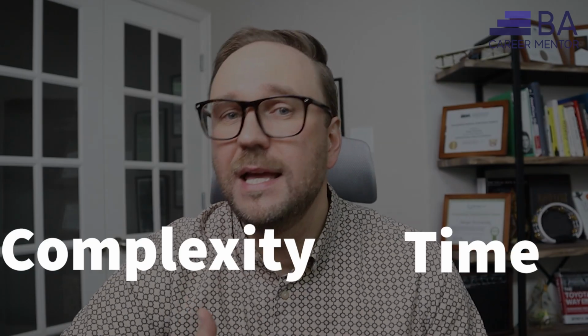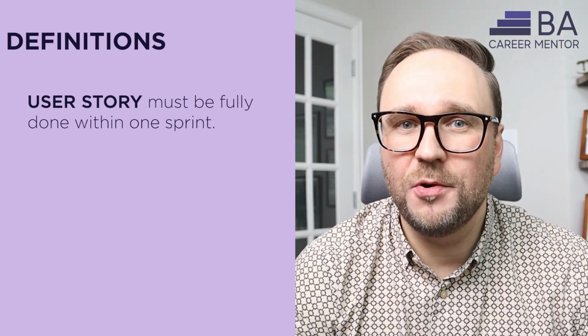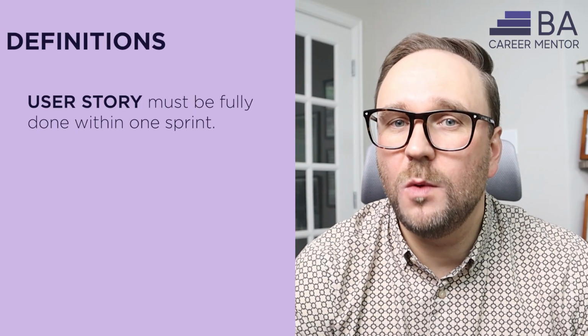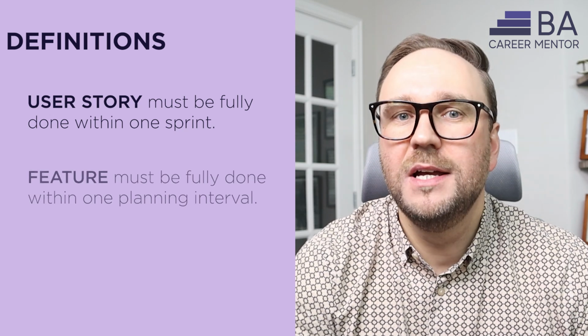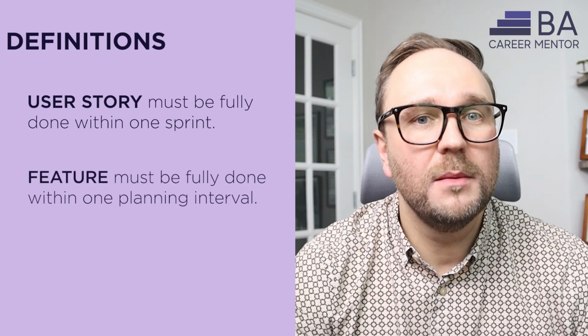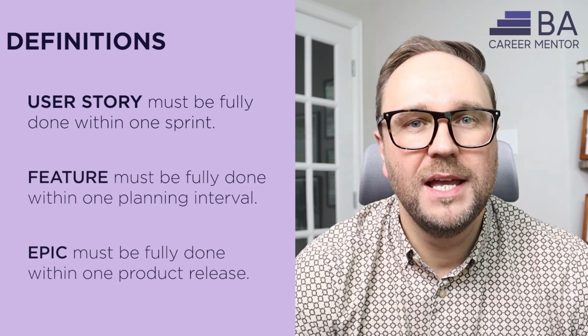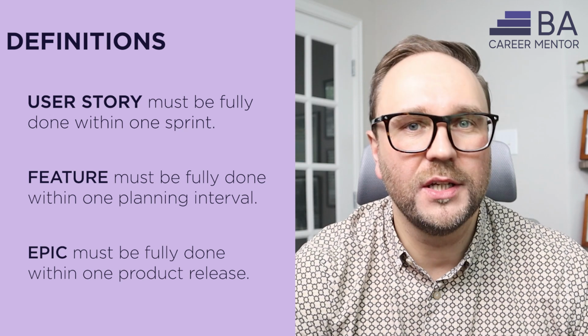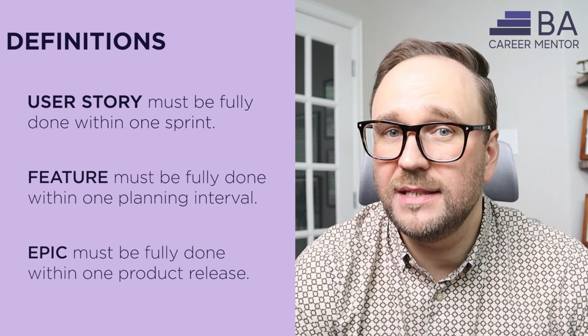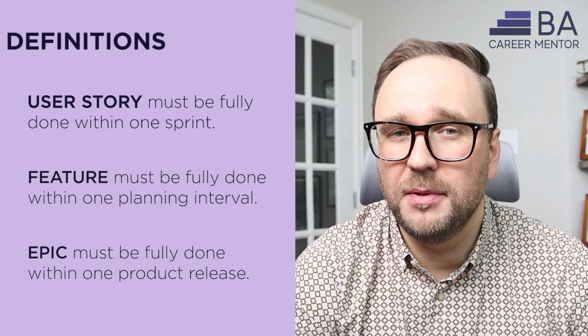For the method I'm going to share with you today, we'll actually use two key metrics: complexity and time. And using these two metrics, we'll apply the following definitions. A user story must be fully done within one sprint. A feature must be fully done within one planning interval. An epic must be fully done within one product release. Now let's unpack and see how it all works using a real example.